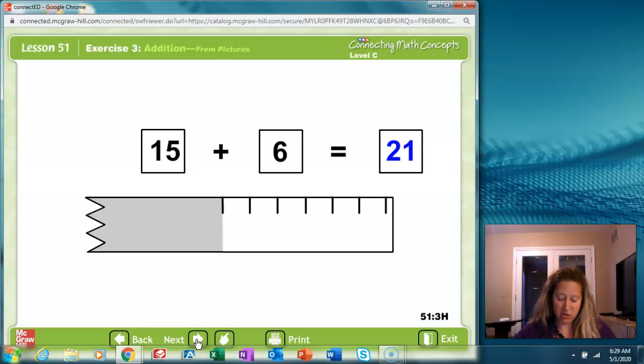How many centimeters long is ruler B? 32. Make sure you write 32 in the box. And everyone read the statement. 28 plus 4 equals 32. Good job. And we are going to do one more part here today. So go ahead and find part 4 in your workbook.